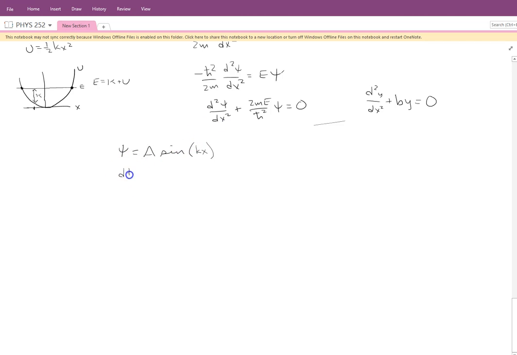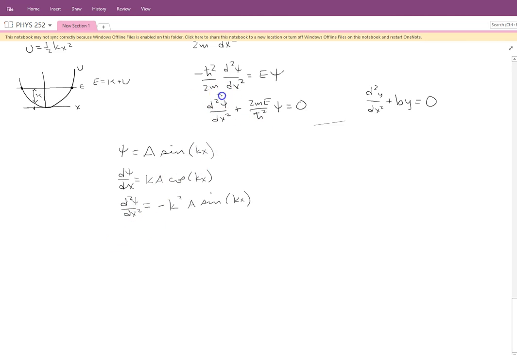So what's the first derivative of psi with respect to x? Well, I think the sine will turn into a cosine, and then I'm going to pull out a k. Remember how to do that. Let's take the derivative again to form the second derivative. So cosine will turn into a minus sine. I will pull out another k, so I'm going to get minus k squared a times sine of kx.